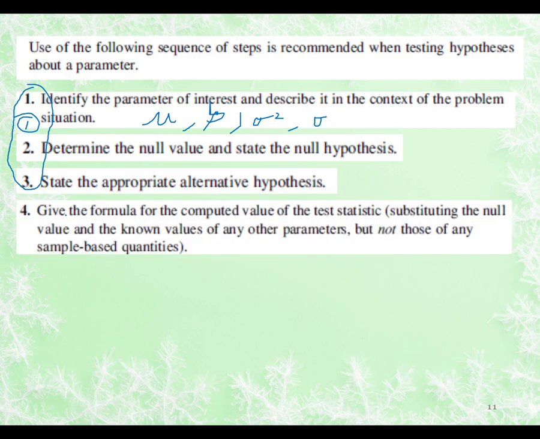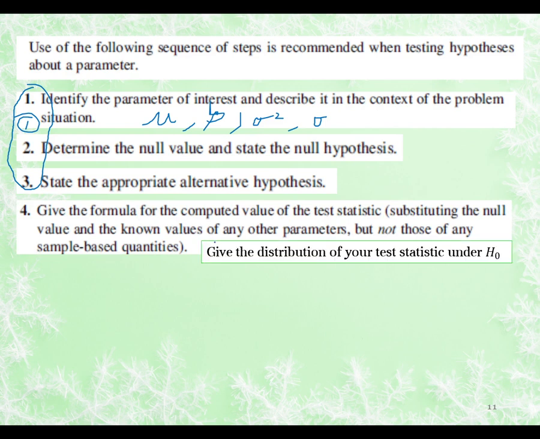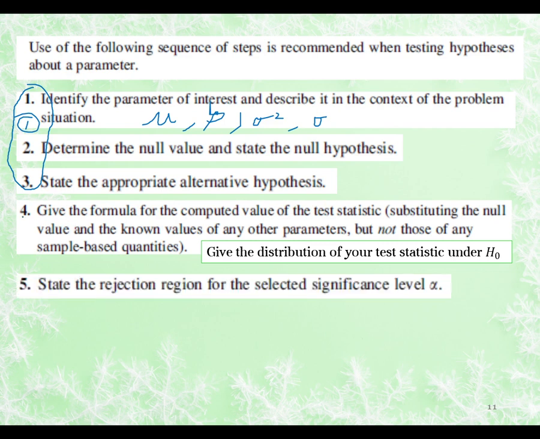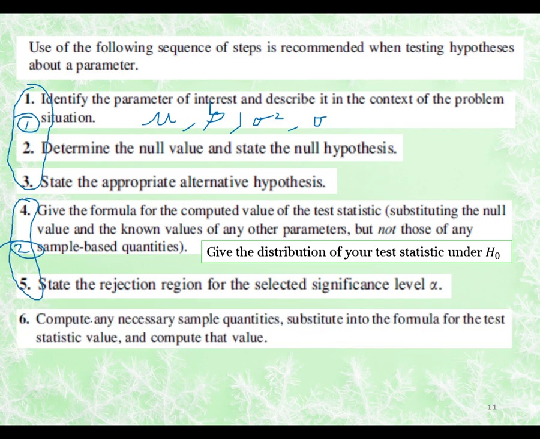Now, next they say, give a formula for the computed value of the test statistic, a whole bunch of things. Basically, what it boils down to is give the distribution of your test statistic under the null hypothesis. So look at what your null hypothesis is and figure out the distribution from that. And then find your rejection region for a given level of alpha. So these two steps together kind of form the second step that we showed you. Then next, it says compute any necessary sample quantities, substitute into formulas, all of that. So that is like our third step that I showed on the previous slide.